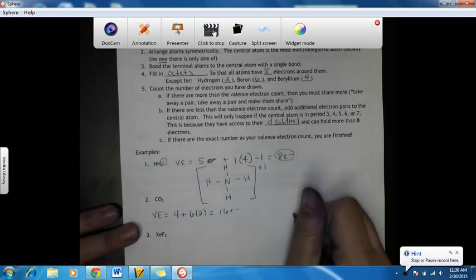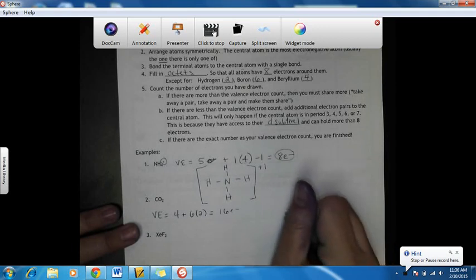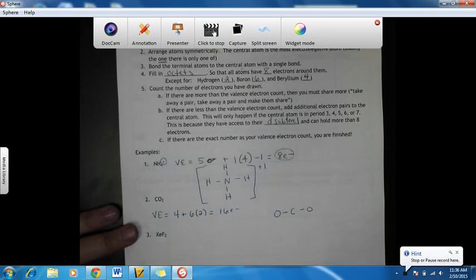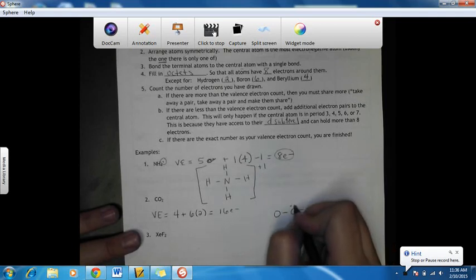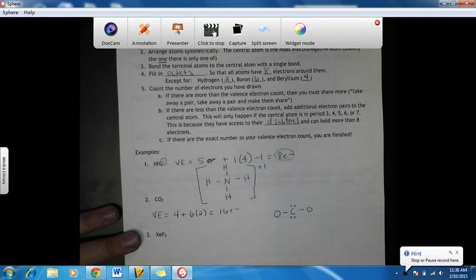Again, we're going to arrange our atoms symmetrically. Carbon is the lone one, so we'll go in the center. Okay, next we have to give everybody an octet. Start with the center because that's the one you're going to forget. So you have 2, 4, and so then we add the other ones as pairs, and that makes 8.